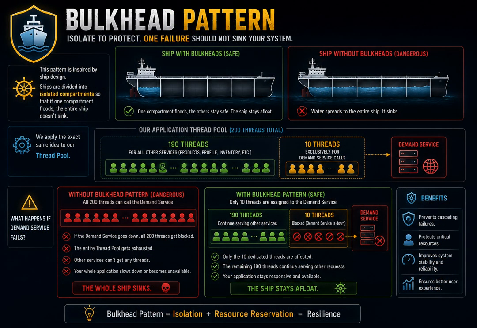3. Bulkhead pattern. This pattern is inspired by ship design. Ships are divided into isolated compartments so that if one compartment floods, the entire ship doesn't sink. We apply the exact same idea to our thread pool. Instead of allowing all 200 threads to serve every request, we reserve a small dedicated pool, say 10 threads, exclusively for calls to the demand service. Now, even if that service becomes completely unavailable, only those 10 threads are affected. The remaining 190 threads continue serving the rest of your application without interruption.